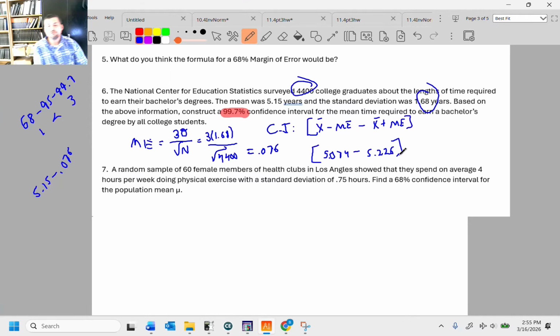So what we could say is we are 99.7% confident that the true mean from that sample lies between those two numbers. All right, moving forward.